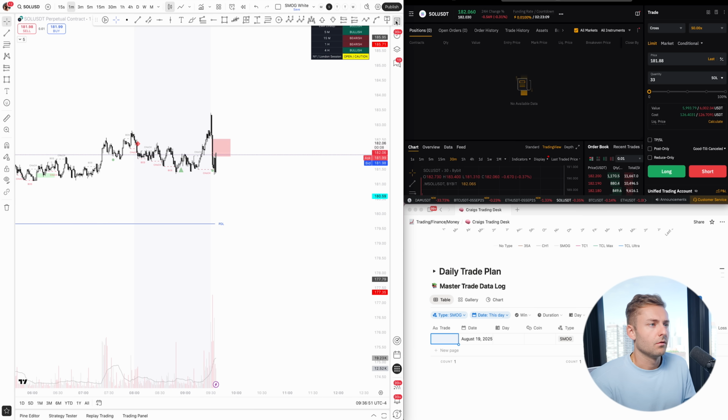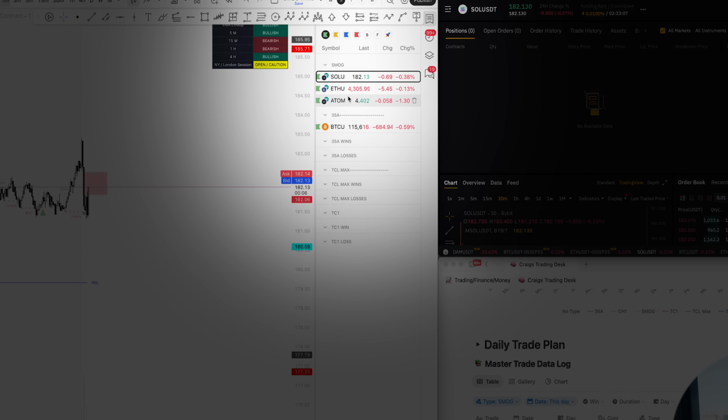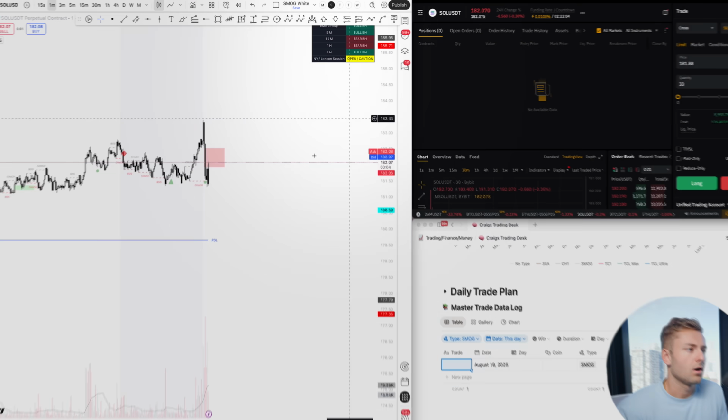What I'm doing now is going over to my watch list, and I have Solana, Ethereum, and Atom pulled up. I'm going to be watching these 4 trade ideas. All right, so now let's see if we can get into trade number 1.